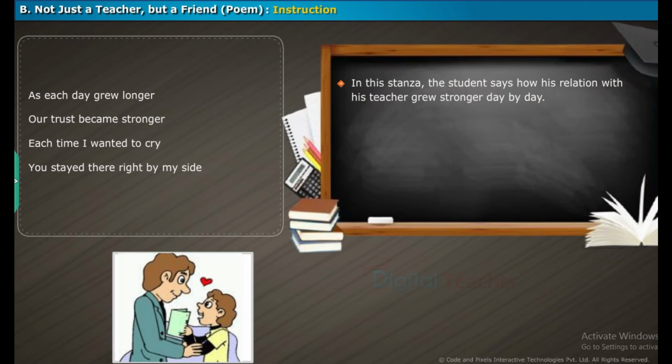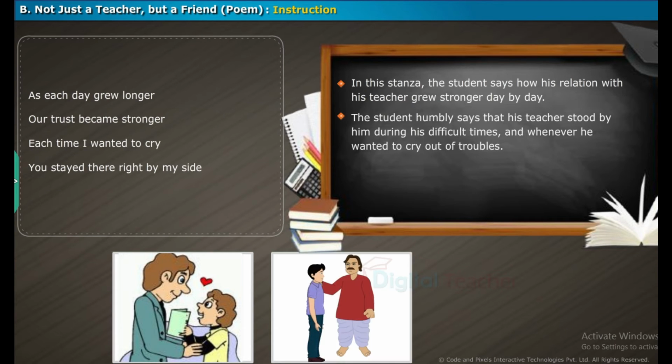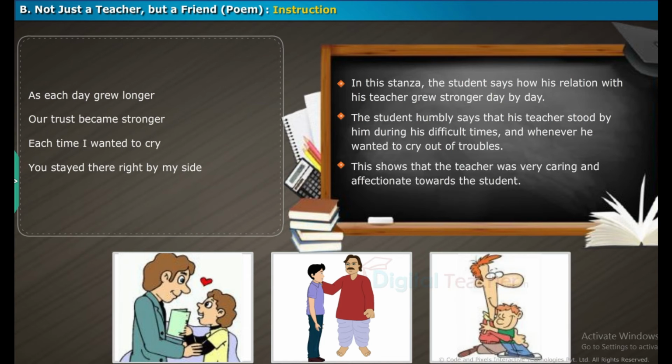In this stanza, the student says how his relation with his teacher grew stronger day by day. The student humbly says that his teacher stood by him during his difficult times and whenever he wanted to cry out of troubles. This shows that the teacher was very caring and affectionate towards the student.